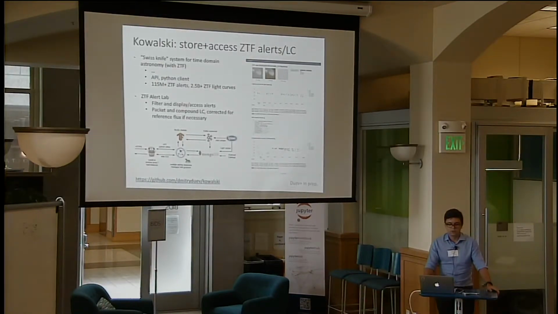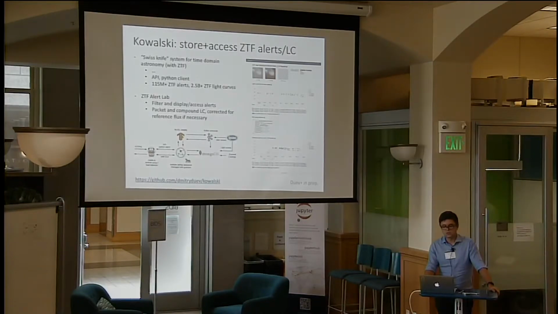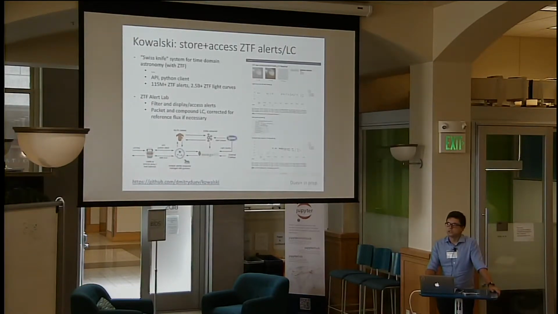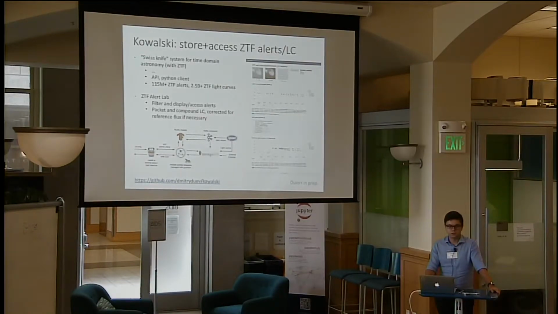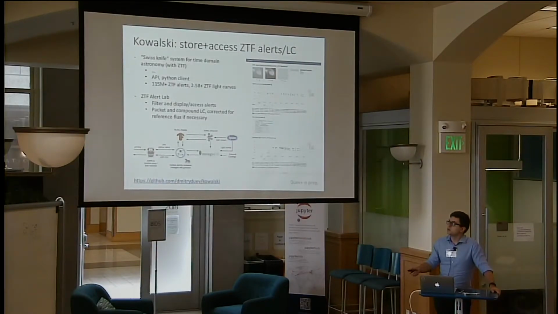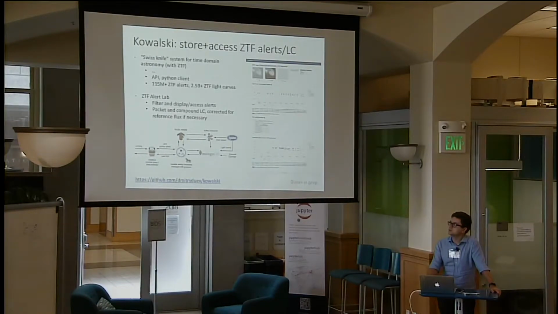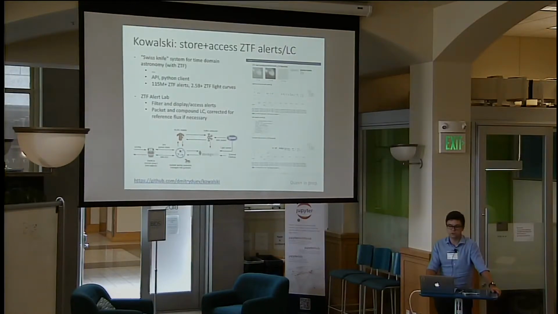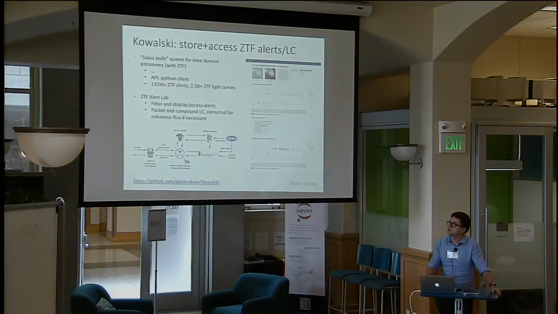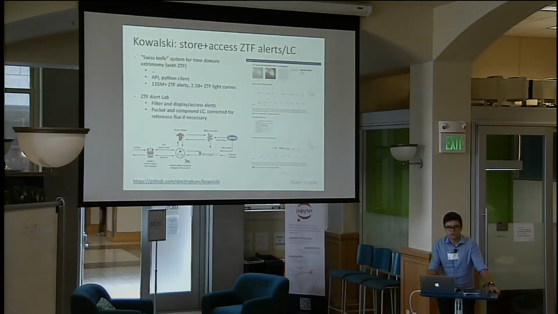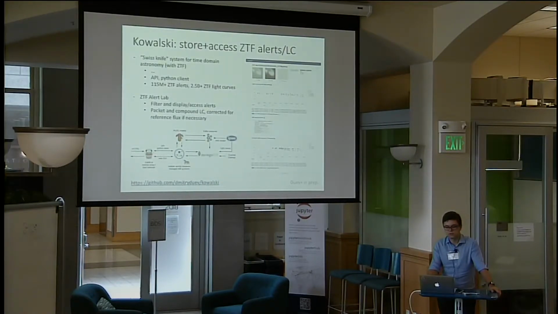The first one is called Kowalski, and it's kind of a Swiss army knife system that we're using internally for time-domain astronomy efforts with ZTF. But its main application that's relevant here is that we're using it to store and access ZTF alerts and also light curves. It comes with an API and a Python client, and at the moment it stores about 115 million ZTF alerts and 2.5 billion light curves. And it comes with this nice GUI, which we call ZTF Alert Lab, where you can efficiently and quickly filter and display alerts, and access the stuff that's inside particular alerts.